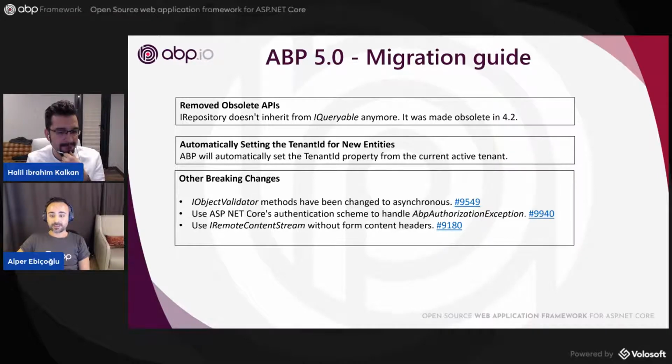We are automatically setting the tenant ID for new entities. Beginning from ABP 5, ABP automatically sets the tenant ID for you when you create a new entity object. As you may know, you were setting it manually for the active tenant, but now the tenant ID is set from the current value of the ICurrentTenant.Id property. This may be a breaking change in rare cases. For example, if you create host-side entities from a tenant context and don't explicitly set the host entities' tenant ID to null.